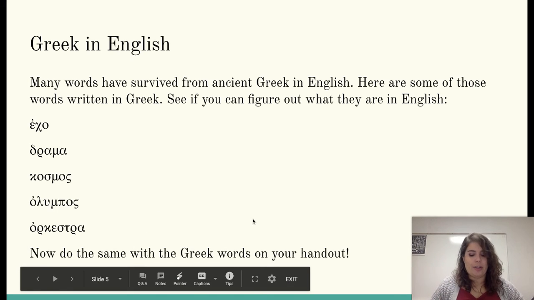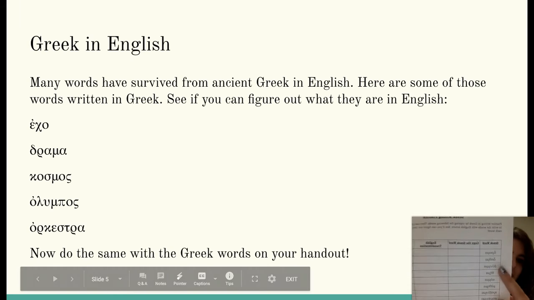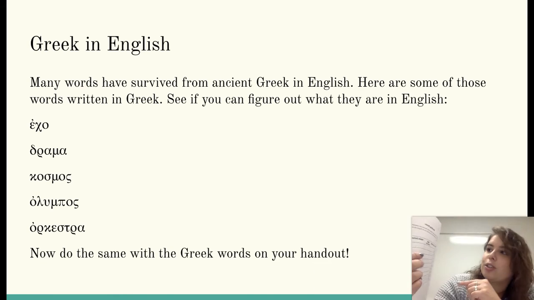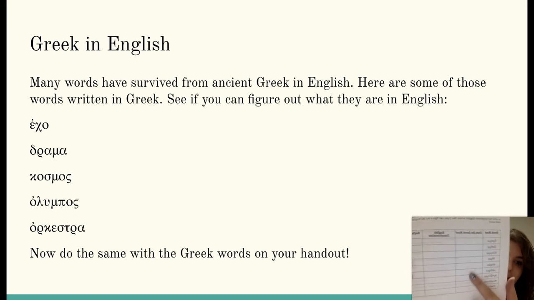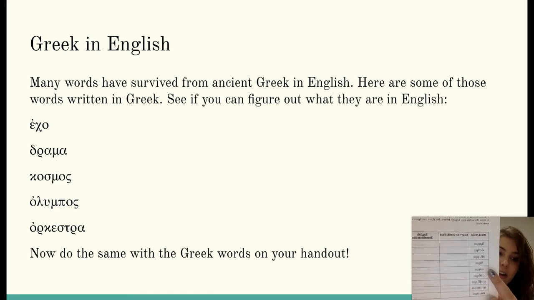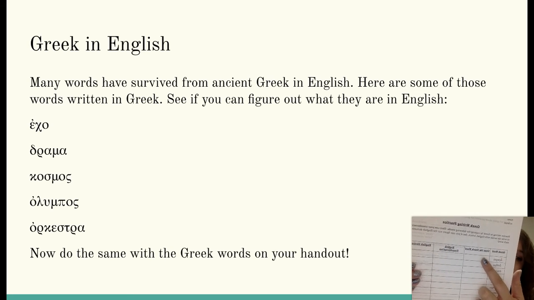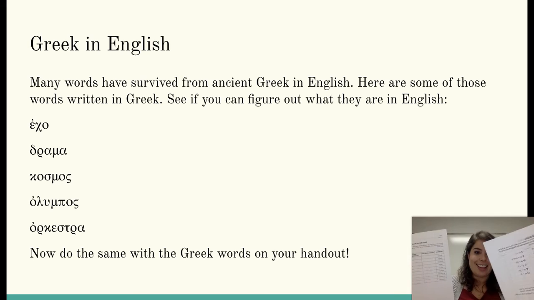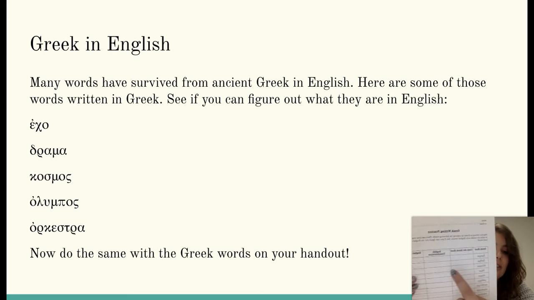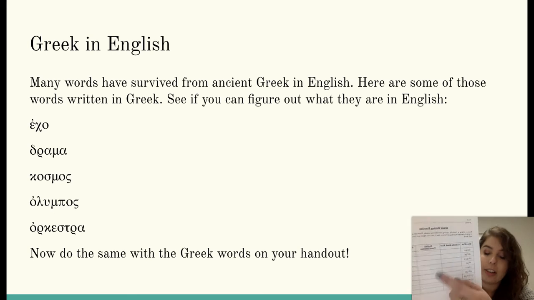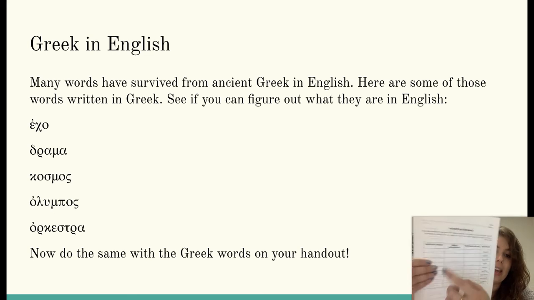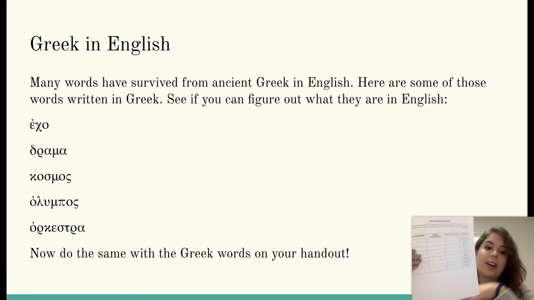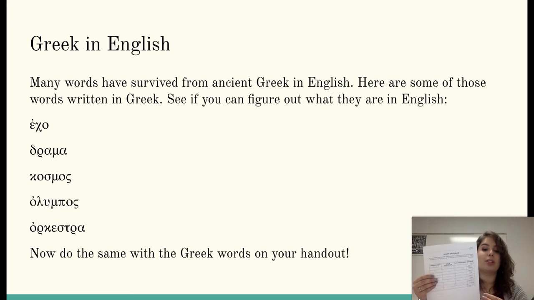All right, now on your handout, I've got a few more of these words. So I've got the words written in Greek, okay? So you're going to copy out the Greek. So practice writing your Greek letters. Then you're going to use your transliteration guide to help you rewrite the letters using English letters. So go letter for letter, figure out what the English equivalents would be, and then write what the word in English is that comes from this Greek word.